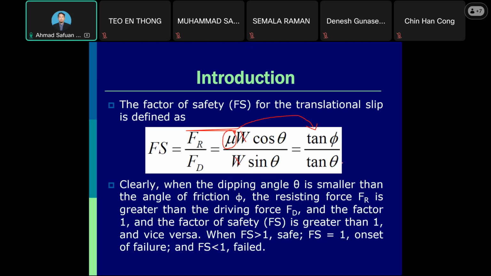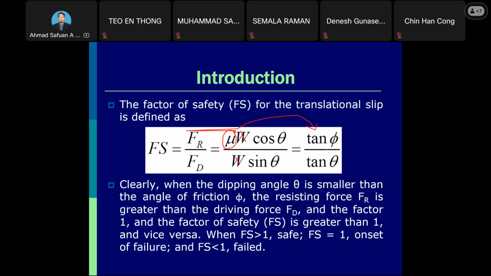Clearly, when the slope angle theta is smaller than the angle of friction, the resisting force Fr is greater than the driving force Fd. Then the factor of safety is greater than 1, and vice versa. When the factor of safety is greater than 1, it is safe. When the factor of safety is equal to 1, it is considered critical, or the onset of failure. When the factor of safety is less than 1, it has failed.